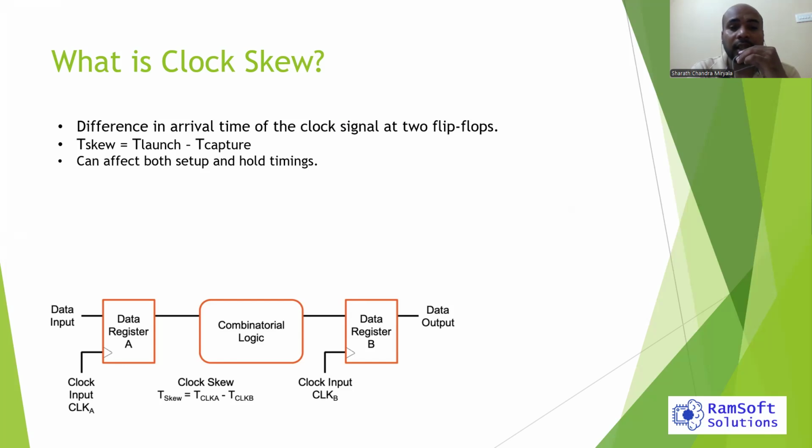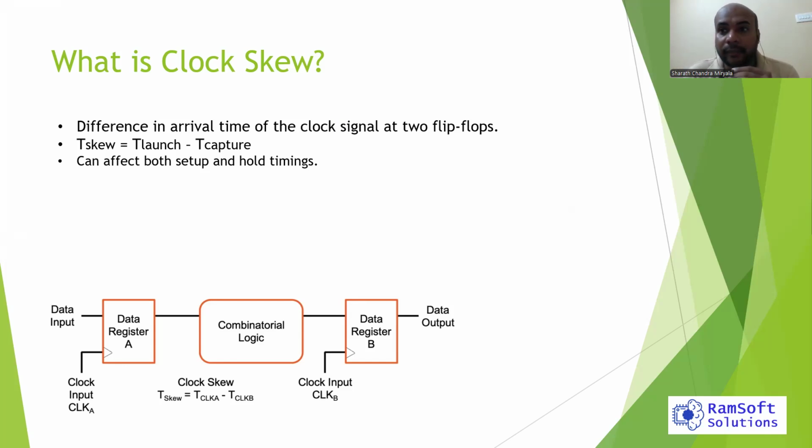In some scenarios, one flop will be farther than the other flop. Some flop may be nearer to the clock source, some flop may be far from the clock source. It will be impractical to say the clock will reach both flops at the same time. Most of the time, clock skew will exist. Zero skew is completely impractical. You don't get zero skew. So what is the definition of skew?